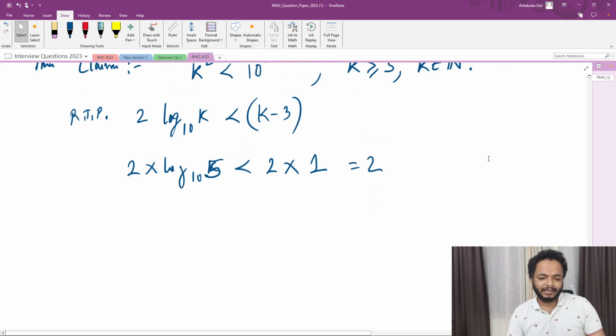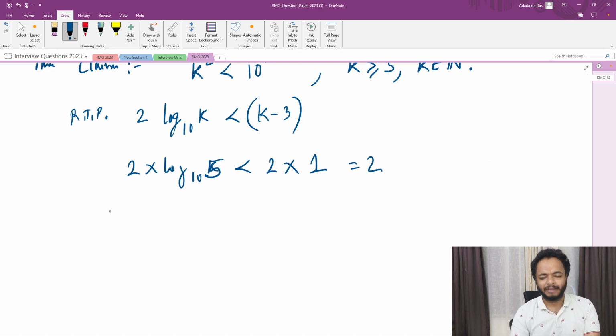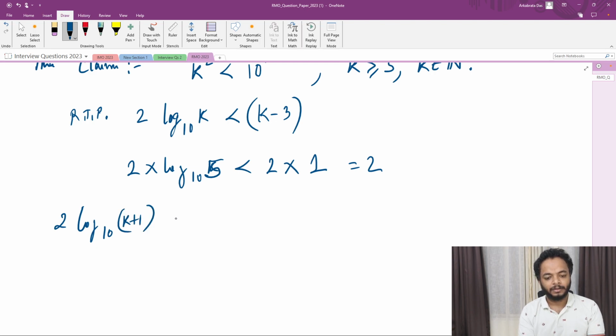Now I assume that for k it's true. I'm not writing that, trying to save some time. Now for k plus 1, required to prove 2 times log base 10 of k plus 1 is less than k plus 1 minus 3. So this is my hypothesis. Now I am taking this to be true and trying to show it for k plus 1.